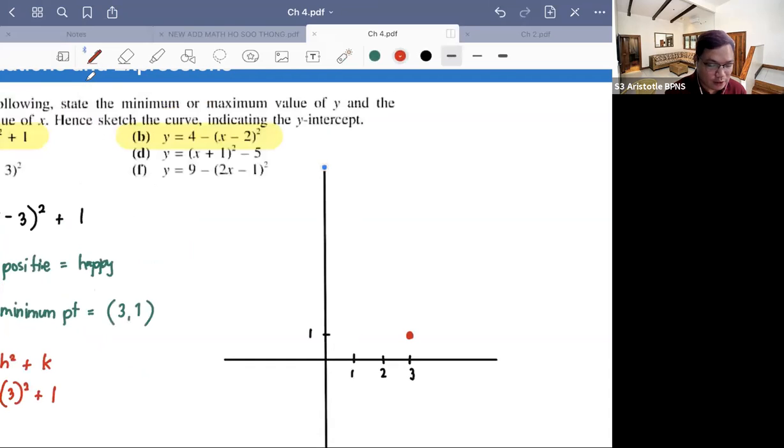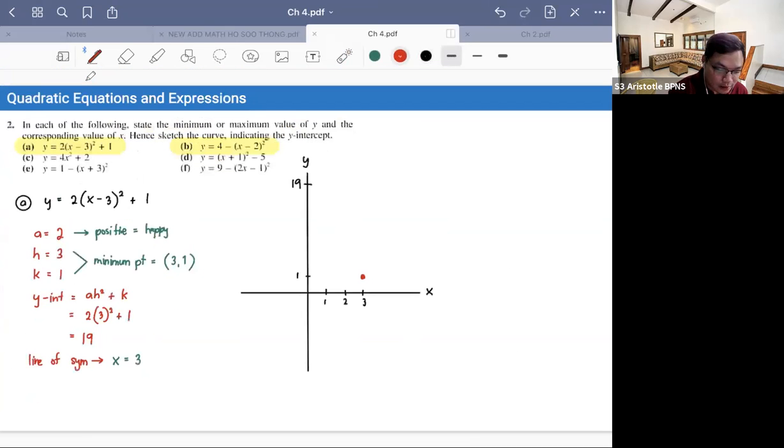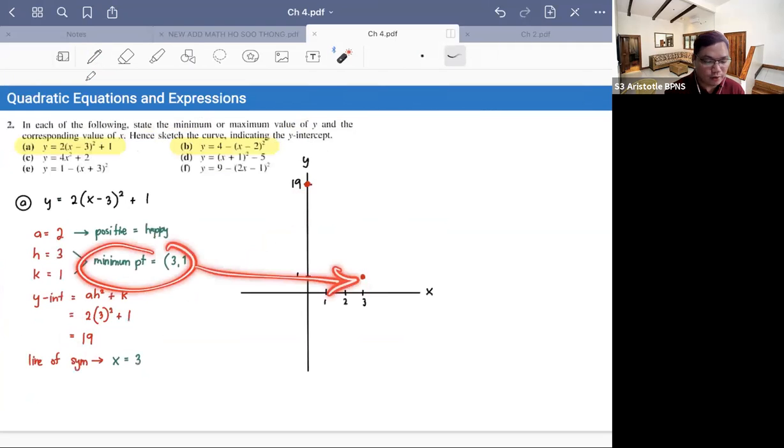Not too much. You don't have to do it very precisely. Okay, so this is y, this is x. Let's say this is 19. Okay, so that's 19, right? So this is where your y-intercept is, right? This one. Again, this is your minimum point. Okay, so what do we need to do next?